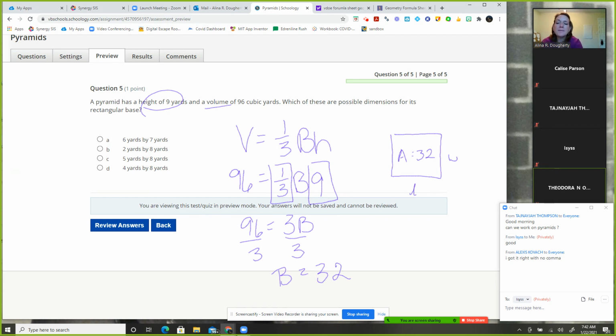We have to multiply them. So if it was 6 by 7, that would be 42 square yards, because 6 times 7 is 42. If it was 2 and 8, that'd be 16, because 2 times 8 is 16. 5 and 8 would be 40, because 5 times 8 is 40. And then 4 times 8 is 32. So which pair of sides match our target area? It causes you to think about it a little bit more.